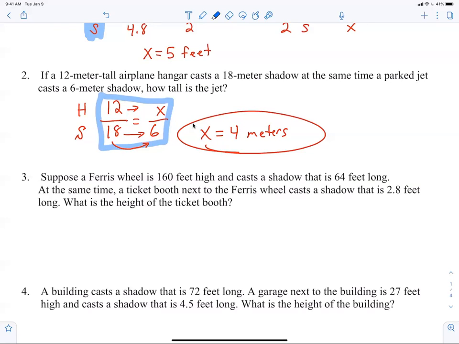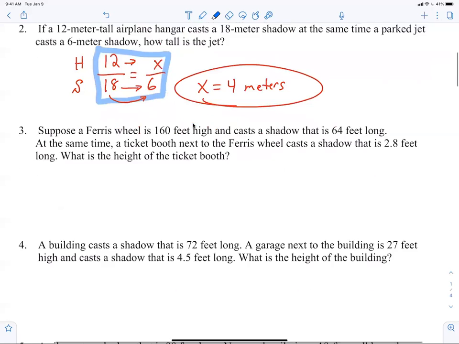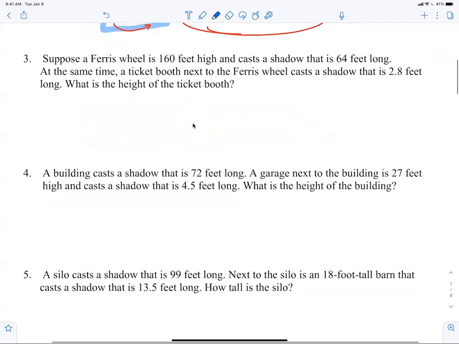Okay, easy. Mackenzie, help me with number 3. So I put 160 over 64. All right, so let me double check this. Just go ahead and read it for me. Suppose a Ferris wheel is 160 feet high and casts a shadow that is 64 feet long. So right off the bat, we're just going to write 160 over 64, and this is the Ferris wheel, and this is the shadow, right?